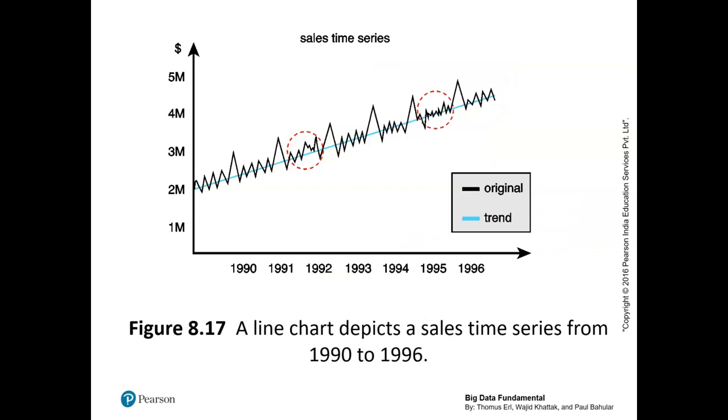Now we have the time series data. In the time series data, the line chart depicts the sales time series from 1990 to 1996. You can see over here, and it can be visualized, and the sales start from 2 million and reach approximately 5 million, right? In 1996 it is touching 5 million. And of the trends we see, there are two: the blackish trend is for the original data, and the prediction is the bluish trend.